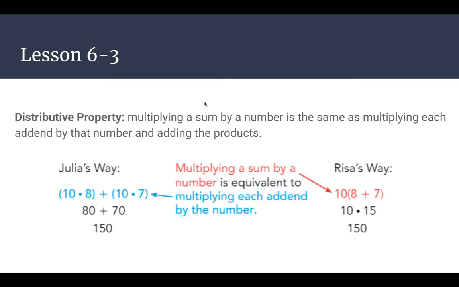Multiplying a sum, so what's a sum? It's two terms being added together, right? As demonstrated right over here, multiplying a sum by a number. You will get the same answer if you did it this way, if you multiplied each of those addends by the same number and then added together the products. Do you see how Julia's way and Risa's way ended up resulting in that same overall value? So we're learning how distributive property allows us to transform the way an expression looks so that we can get after maybe a piece of it that we don't know yet, and that's algebra.